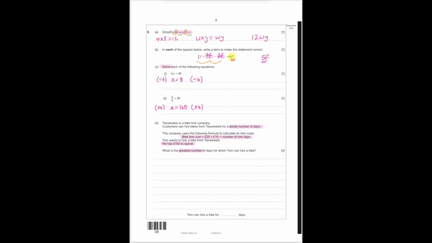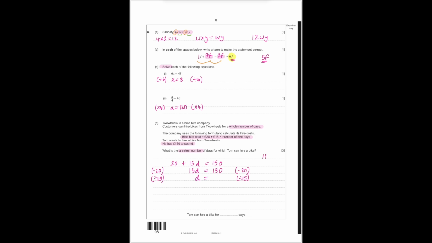Okay, so he's got £150 to spend. So we have £20 plus 15 times the number of days. Let's call that D, is equal to 150. So let's see if we can find out how many days if it costs him £150. We're going to solve this equation. I'm going to do the opposite of adding 20, which is to subtract 20. So that's 15D equals 130. And then I'm going to divide by 15. So D is equal to 130 divided by 15.